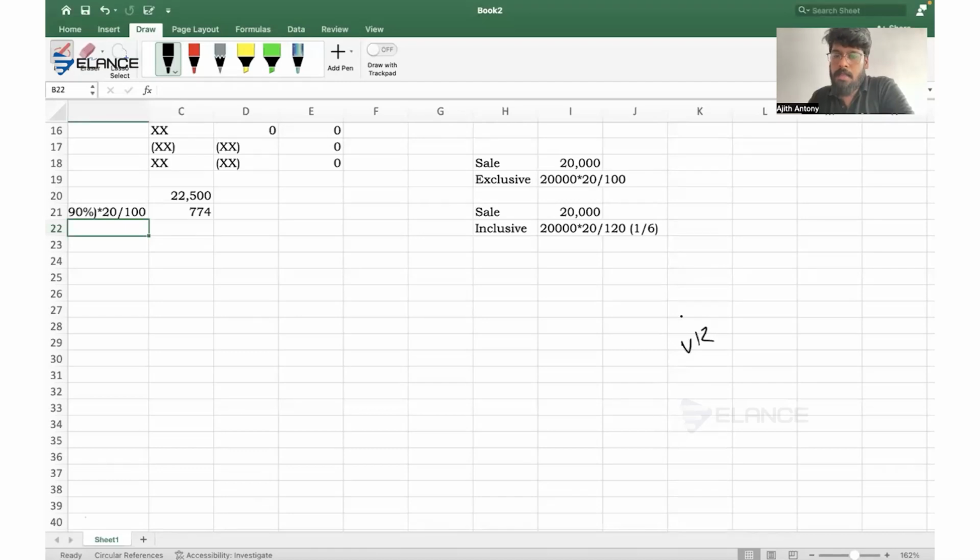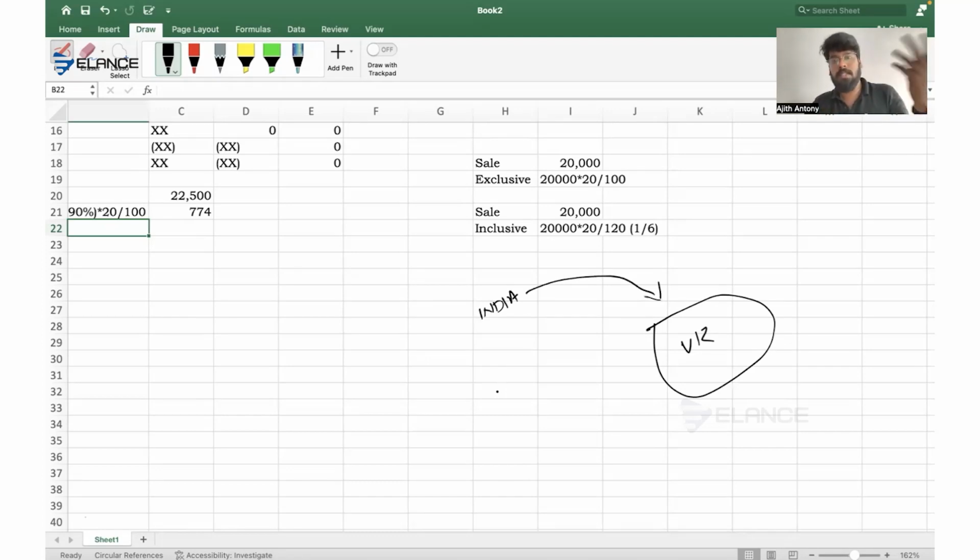Okay, I'm in the UK and I'm purchasing an asset from an overseas supplier. For example, I'm purchasing some assets from India to the UK. My supplier is situated overseas, so we can call it an import.